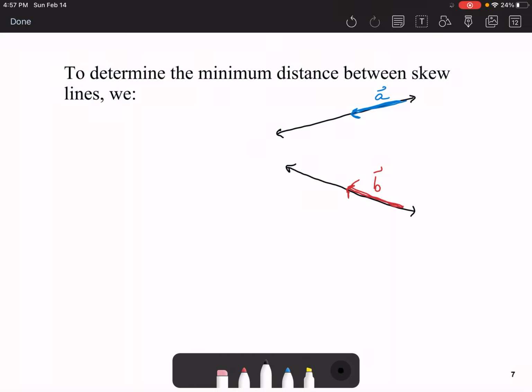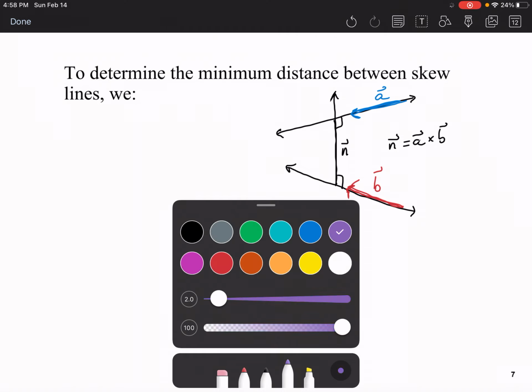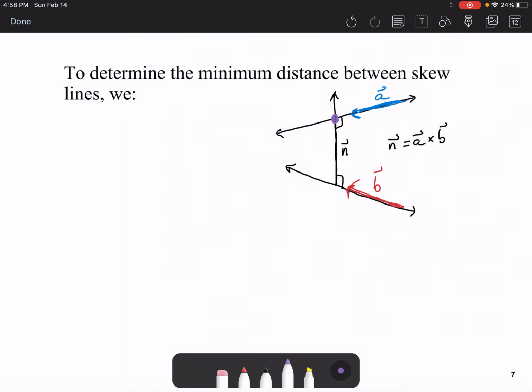Well, the shortest distance actually turns out to be a line that's perpendicular to both these values. So in other words, we need a vector that's perpendicular. If we find a vector that's perpendicular, let's call it n. n can be calculated by taking the cross product of a and b. Now, unfortunately, n might be longer or shorter than the actual physical distance that we need to measure. So the physical distance could be from this point to this point.